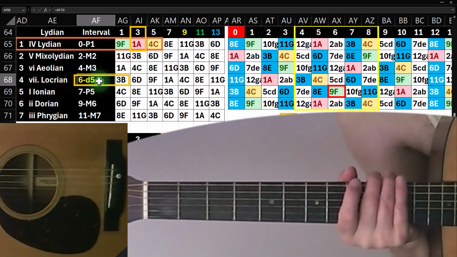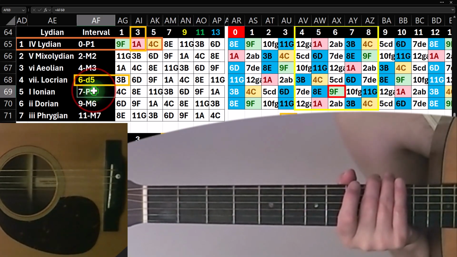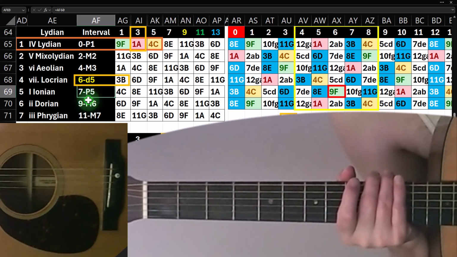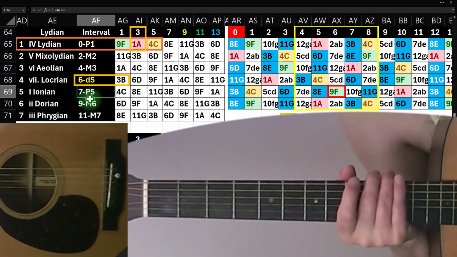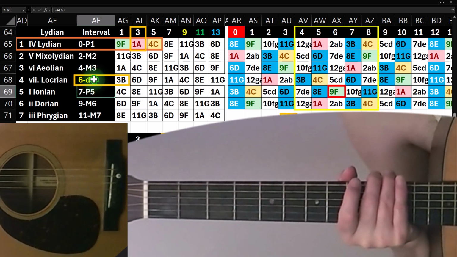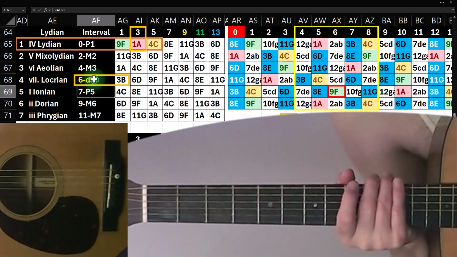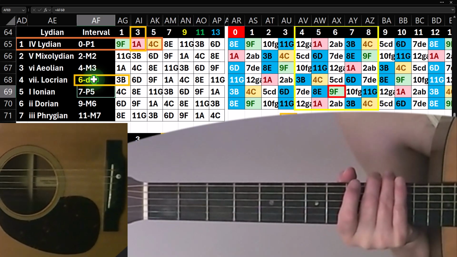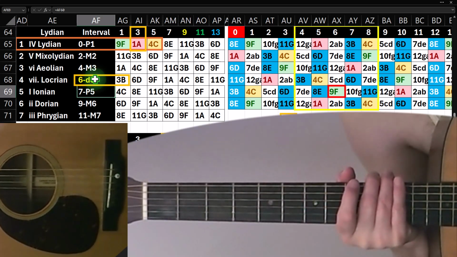Diminished means we just backed it down 1. So if it was a fifth, it would be 7 notes away, perfect fifth. But if I flatten it, 6 notes away, diminished fifth. If it was a fourth, then it would typically be 5 notes away, perfect fourth. If I push it up 1, I get to 6, which would be an augmented fourth.